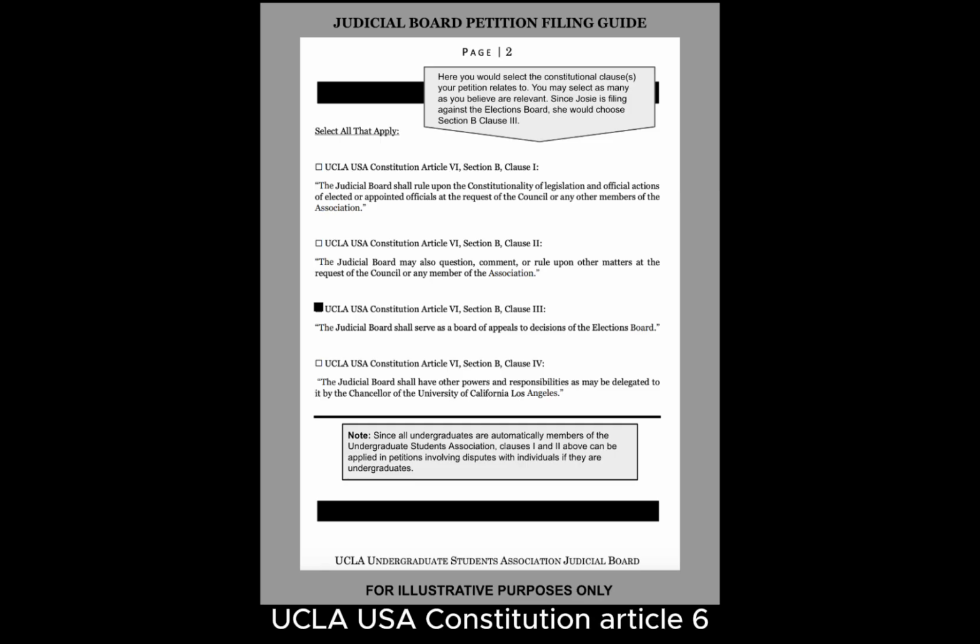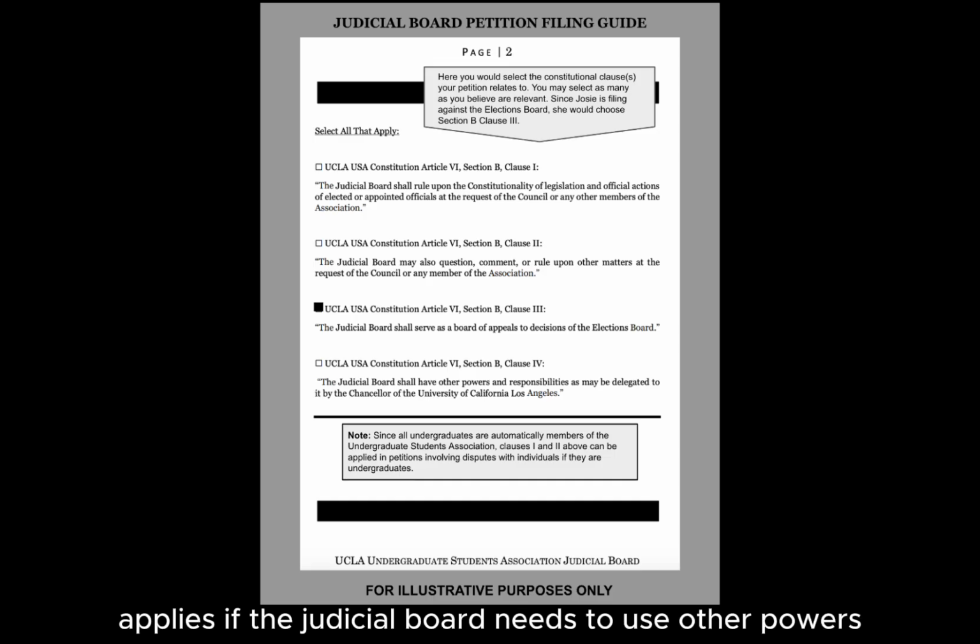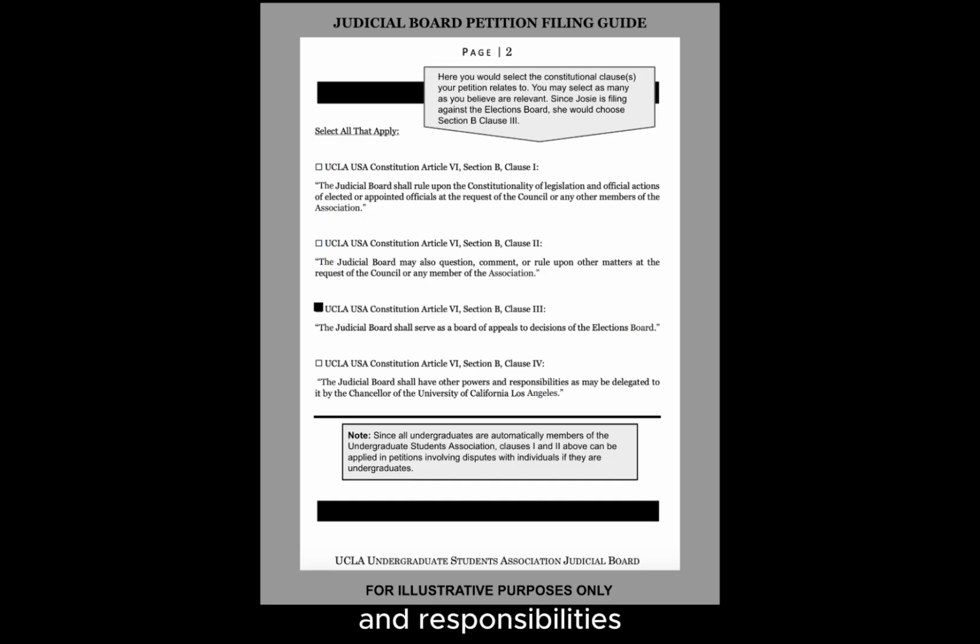UCLA USA Constitution Article 6, Section B, Clause 2 applies if you are a member of the USAC Council or another member of the association requesting for the Judicial Board to question, comment, or rule upon your matter. Clause 3 applies if you are petitioning to a decision made by the Elections Board. In this case, the Judicial Board will serve as a Board of Appeals. Lastly, Clause 4 applies if the Judicial Board needs to use other powers and responsibilities as delegated by the UCLA Chancellor.